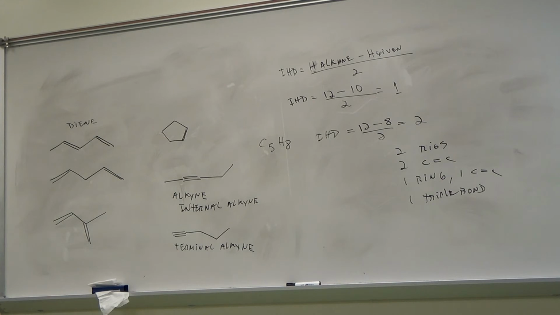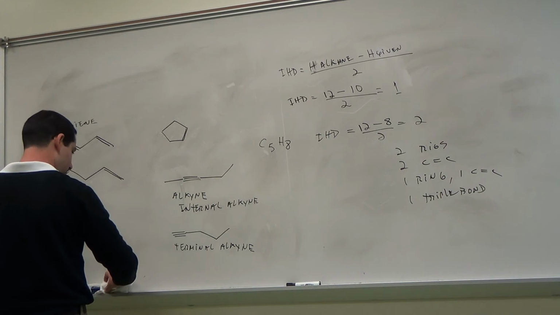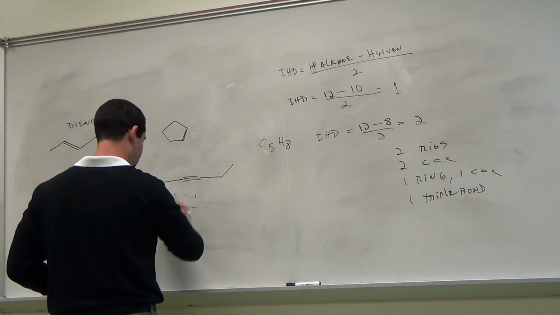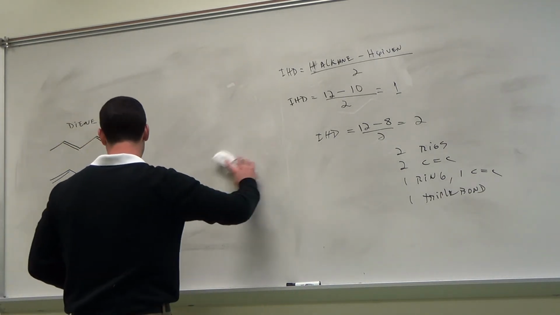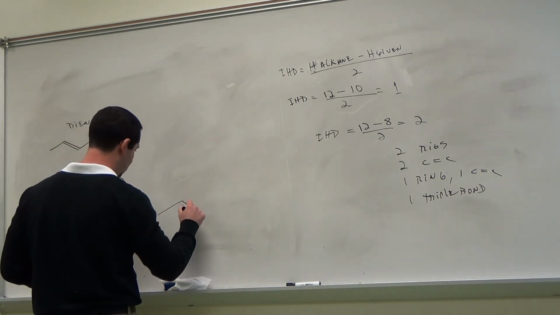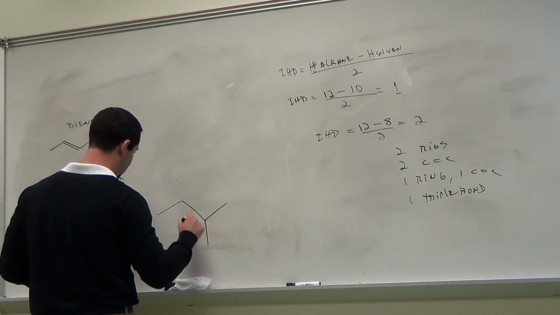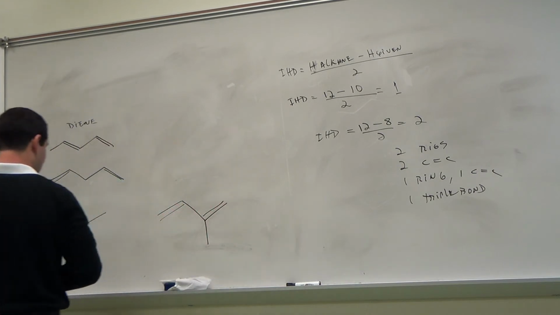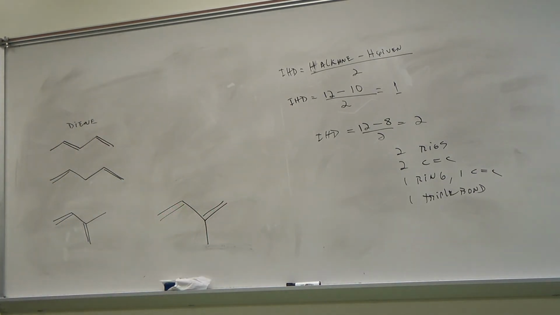This is a diene as well. Yes, it is. And how do you know how many possible structures there are? You don't. You just draw as many as you can and pray. What else, guys? How about this one? Is that different or the same?